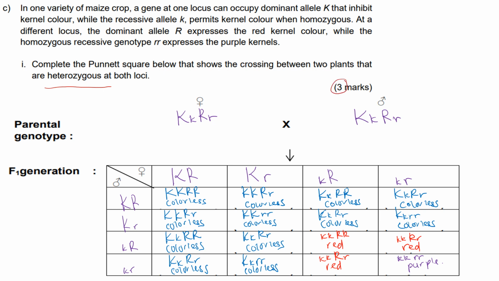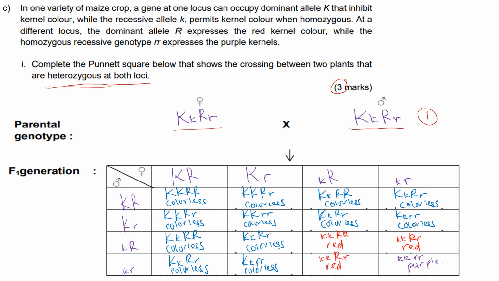The first mark that you get is when you write the genotype of both parents correctly. In the question it says that both parents are heterozygous for both loci. So therefore the genotype of both parents are capital K, small k, capital R, small r. Same goes to the second parent, capital K, small k, capital R, small r. So writing the genotype of both parents correctly is 1 mark.